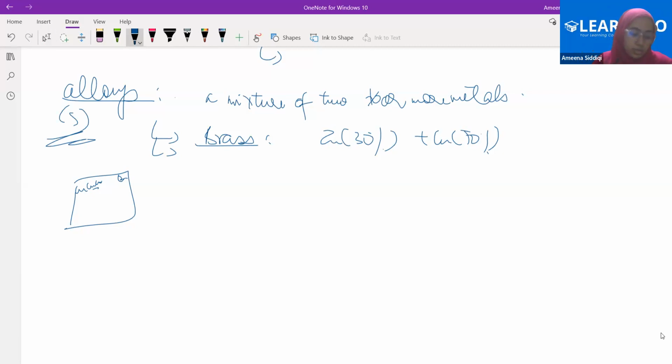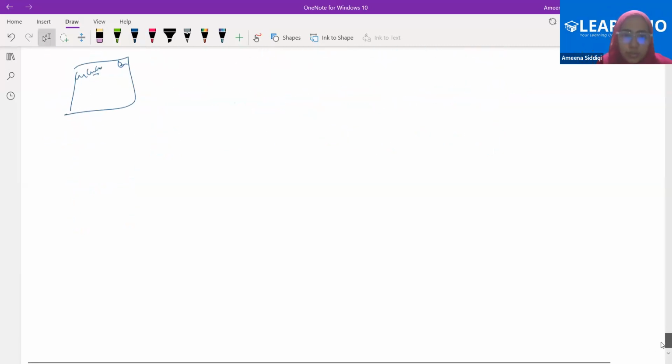Iron and carbon together gives you steel. Alnico is an alloy of aluminum, nickel, and cobalt. All of these are different alloys. We will give you a list.